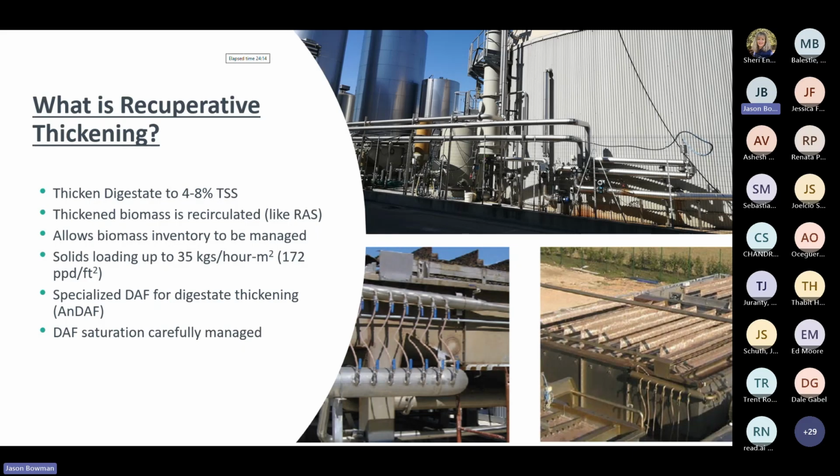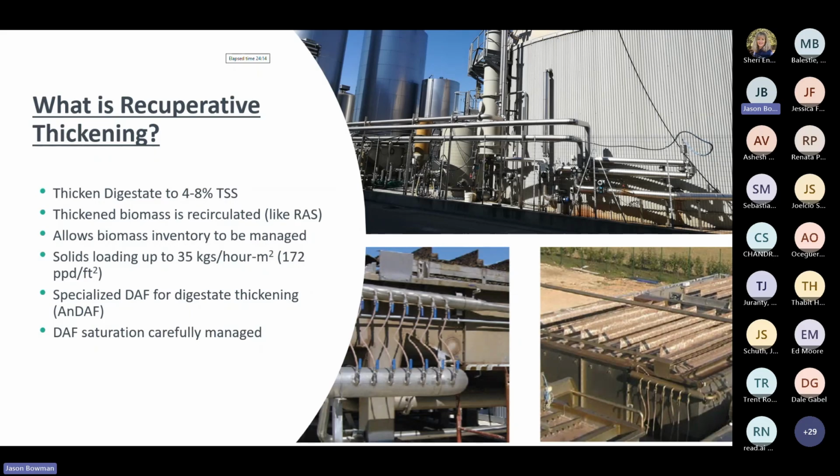So we as Fluence utilize our own specialized DAF process to perform this liquid solid separation. This is really the heart of recuperative thickening for us. This specific unit is designed to manage digestates and is capable of solids loadings up to 170 pounds per day per square foot, or for you metric people, roughly 35 kilograms per hour per square meter of effective DAF area. For those of you that know DAF operations, these numbers are quite a bit higher than your normal DAF operation. Again, this unit is designed specifically for digestates.